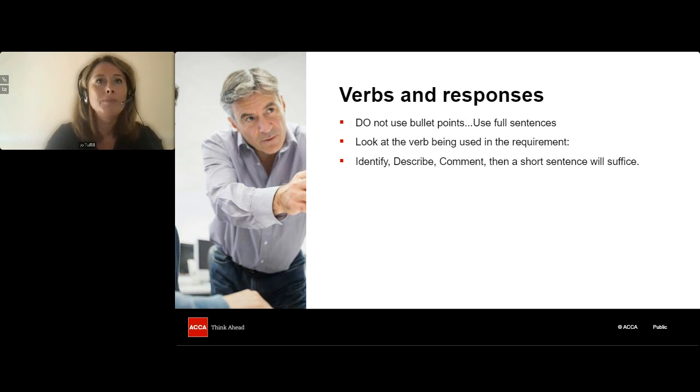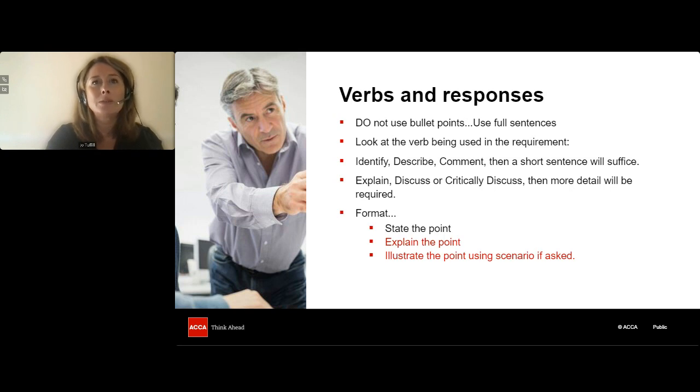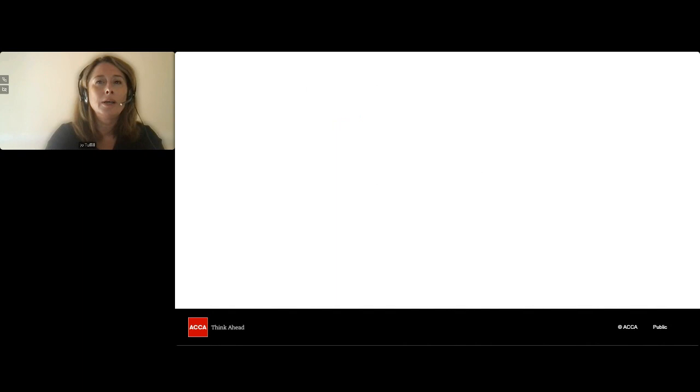But if it says explain, discuss or critically discuss, then more detail will be required. So first of all, you state the point in a sentence and then you explain the point, ensuring that the examiner understands the point you're making. If the requirement names the scenario in the question, then you must illustrate the point using the scenario because it's asking you to. If the name of the case is not in the requirement, then it's a theory point, so you're using your knowledge and you can use your own example to explain the point. I have an example here for you.